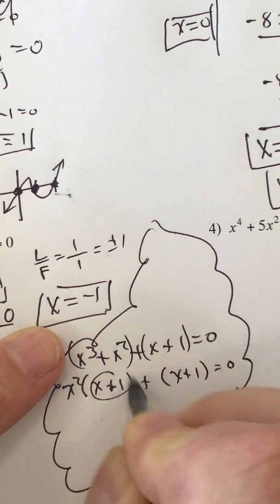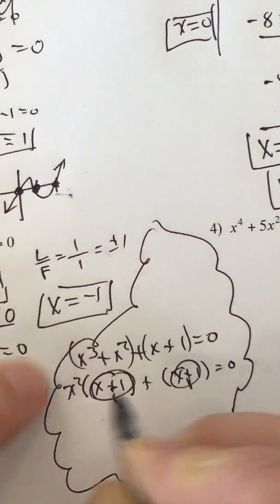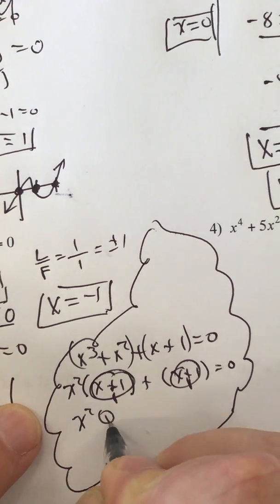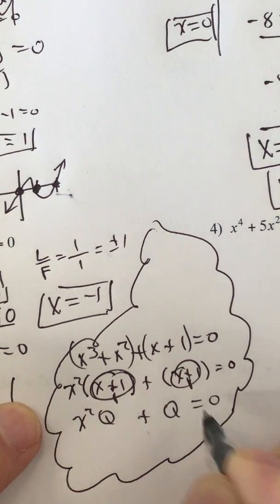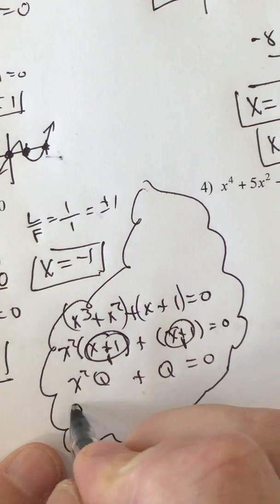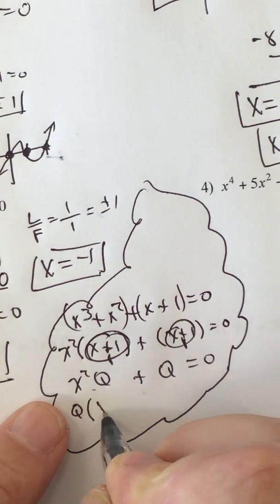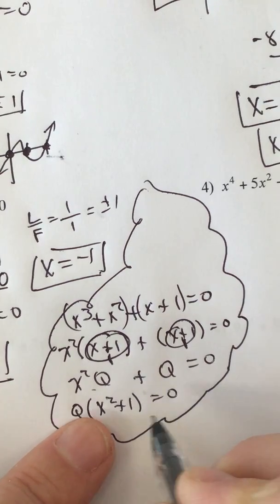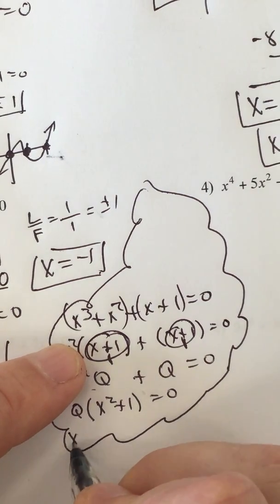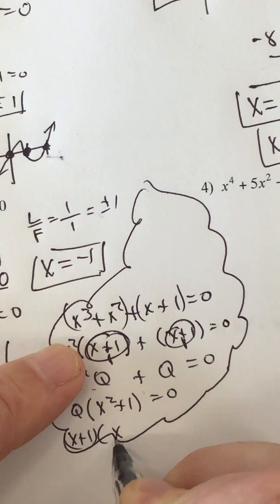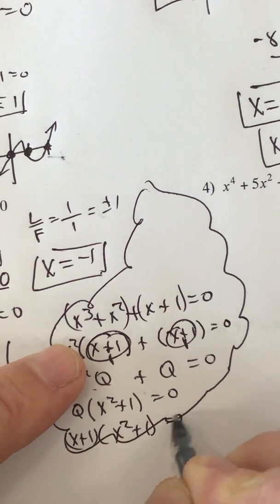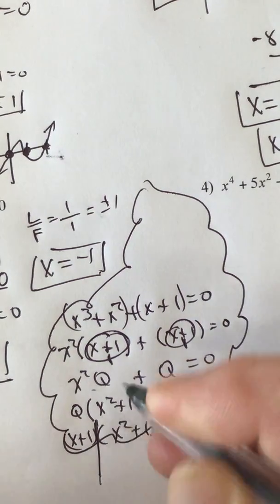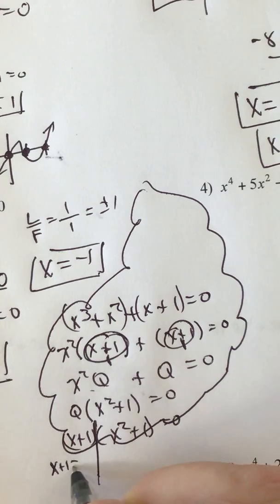Okay, these two groups are the same, so I can call them q. So I have x squared q plus q equals 0. Now I can factor out the q. Dividing the q out of that leaves x squared. Dividing the q out of that leaves 1. But q is made up, so this q was really x plus 1, and this piece was x squared plus 1 equals 0. See, now we have it factored, so each piece equals 0.